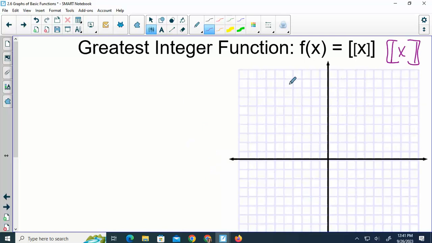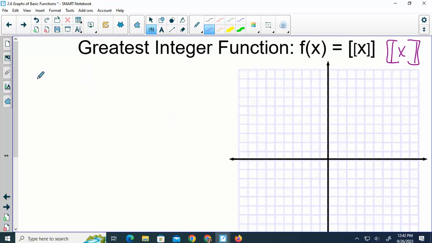So a greatest integer says you can only get out integer values. So what are integers? No fractions or decimals, but it could be positive or negative. So like -3, -2, -1, 0, 1, 2, 3. Those are the integers. So those are the only possible y values. So you can only get out integers, and you can't get anything bigger than what you put in.